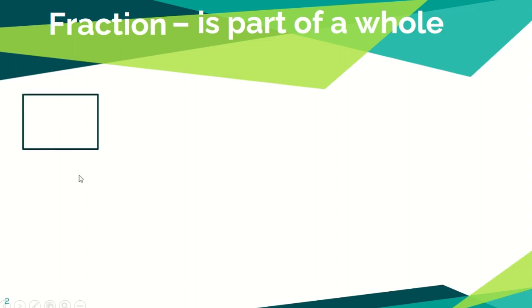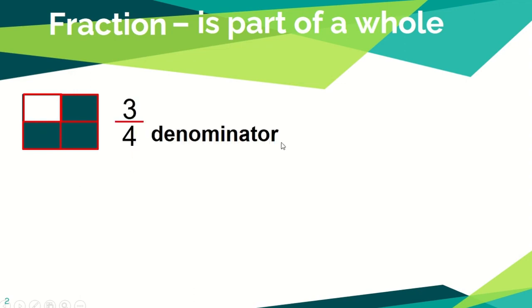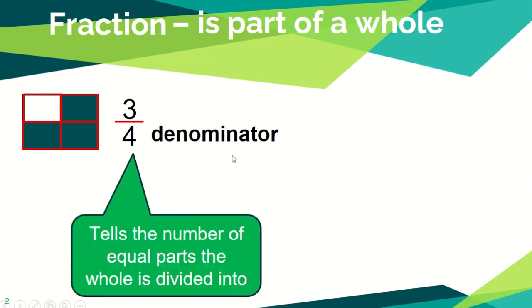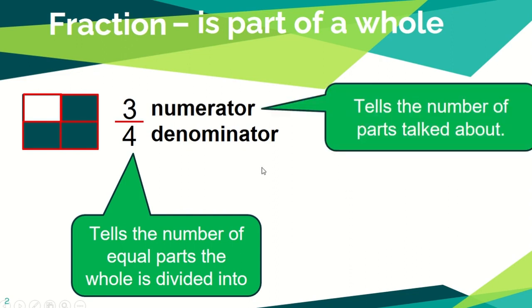So for example, we have one whole. We divide it into 4 equal parts. So that will be our denominator, the 4 equal parts, because the denominator tells you the number of equal parts the whole is divided into. Yung 3 is what you call the numerator. It tells the number of parts talked about, yung pinag-uusapan.